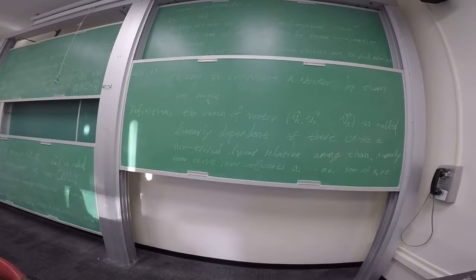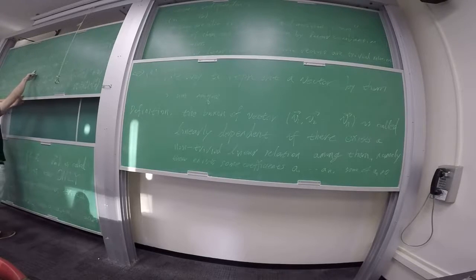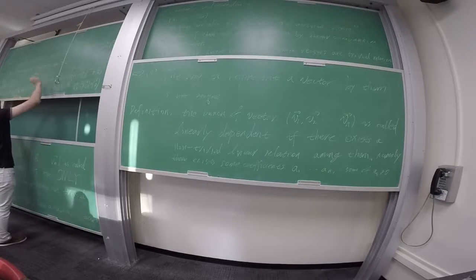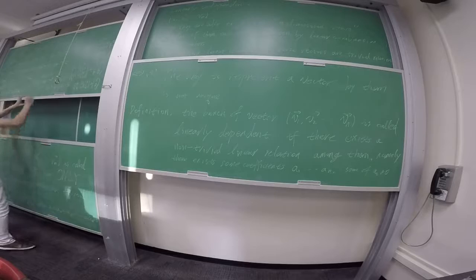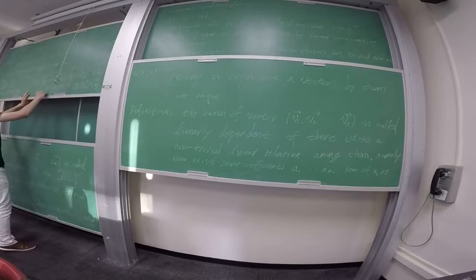What is the last thing you want to plug in? 7. If you plug in 7, 0 is equal to 7 times 6, which is 42, times a, plus 0 because the second term goes away, plus 0 because the third goes away. So 0 is equal to 42a, which forces a to be 0.